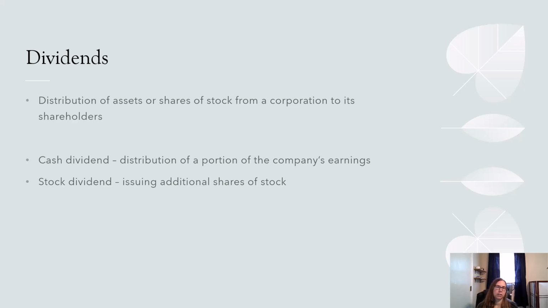A cash dividend is a distribution of a portion of the company's earnings. When accountants say cash, the majority of the time in practice, it comes from the checking account. A stock dividend would be when you issue additional shares of stock instead of cash. In this video, I'm going to show you the entries for cash dividends. Entries for stock dividends would be a completely different video.